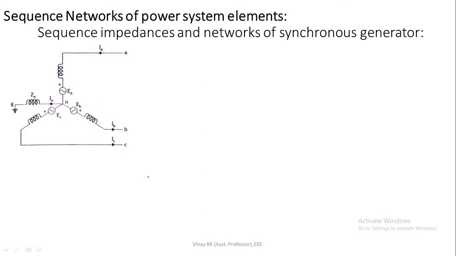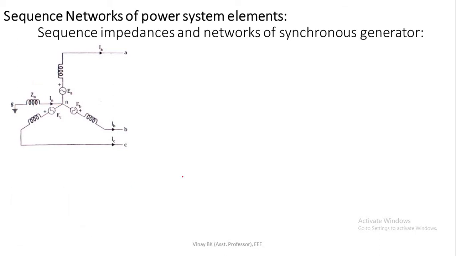So here, the neutral of the generator is grounded through a reactor, say impedance Zn. The current that flows through the reactor, or Zn, is In.